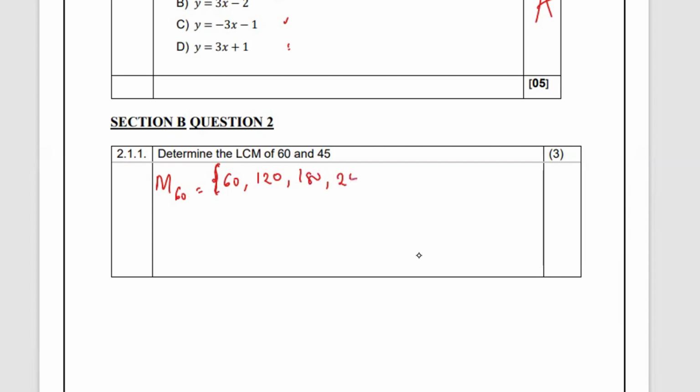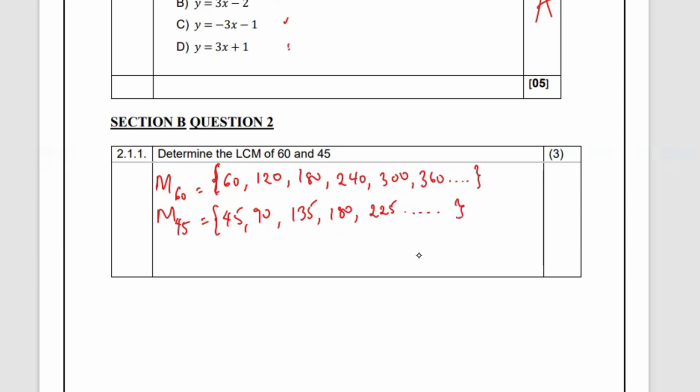Times 4 is 240. Times 5, we get 300. And then we have 360 and so on and so forth. Then we come down and look for the multiples of 45. So 45 times 1 is 45, times 2 is 90, times 3 is 135, and then times 4 is going to give us 180, and then we shall have 225, and so on.